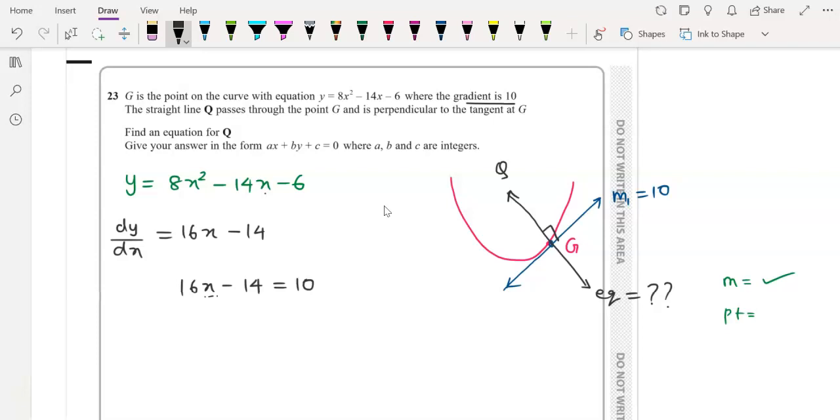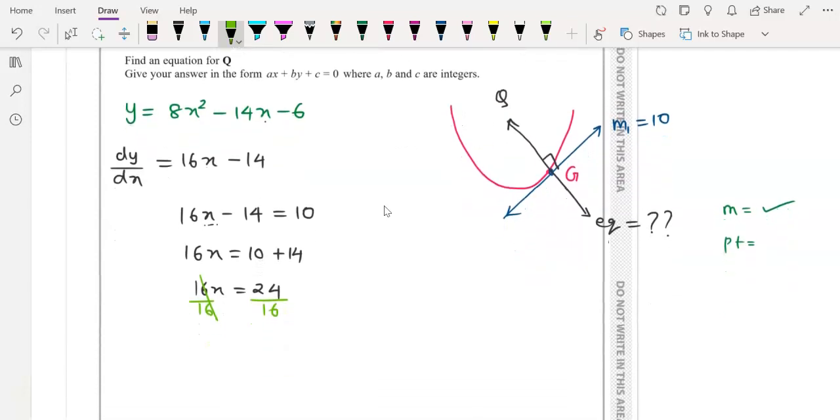So move 14 to the right. You'll get 16x equal to 10 plus 14. 16x is 24. Divide both sides by 16. You will get x equal to 1.5. So the x coordinate of point G is 1.5. I got the x coordinate of the point. I need to find the y coordinate.